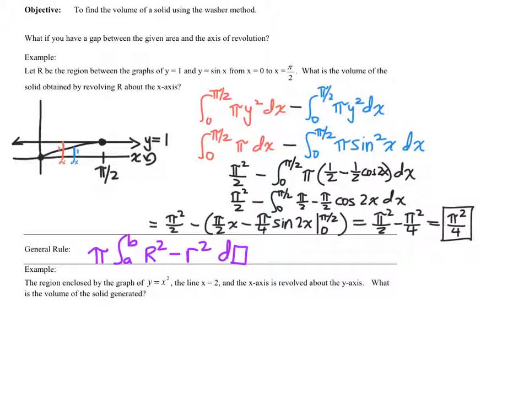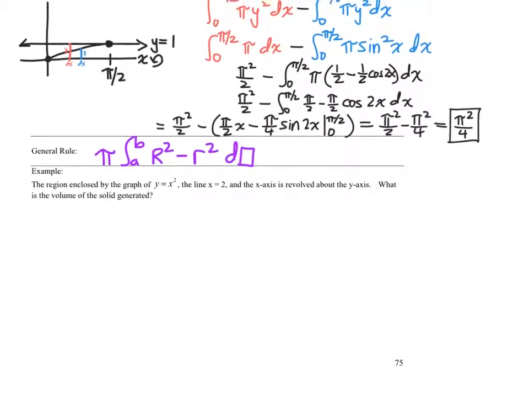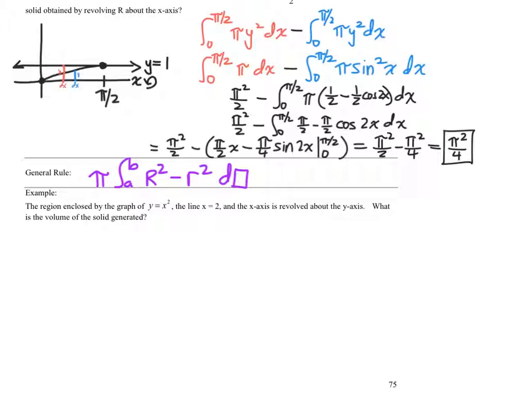All right. So the next one, and really the last one, region enclosed by the graph of y equals x squared, the line x equals 2, and the x-axis is revolved around the y-axis.